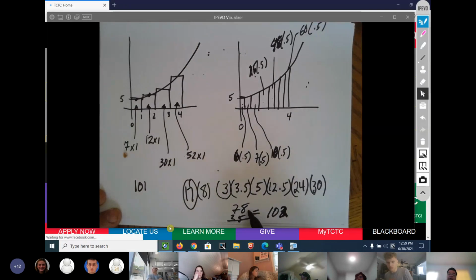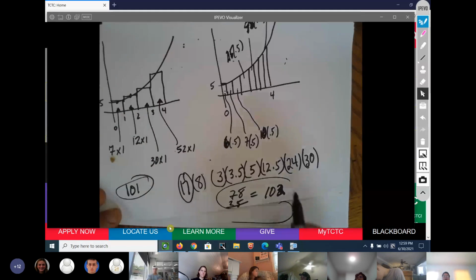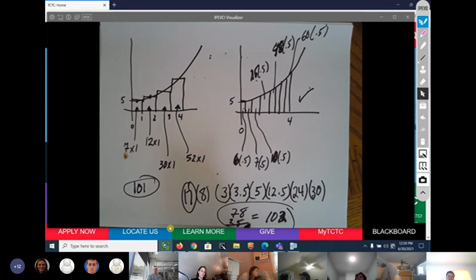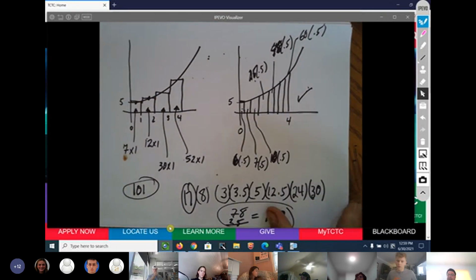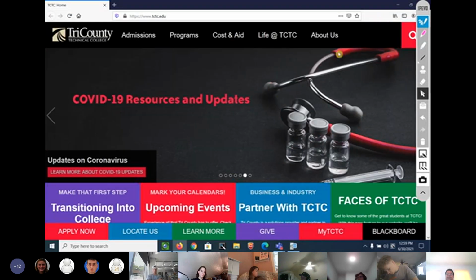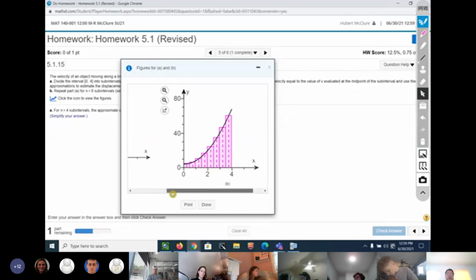Now, which one's more accurate? Well, of course, this one's more accurate because it's got the smaller rectangles. Now, a lot of you say, well, that's a jumbled mess. Yeah, it is a jumbled mess. That's why we have algebra. So you can find the midpoints by looking at the graph. Let's go back to the original graph.